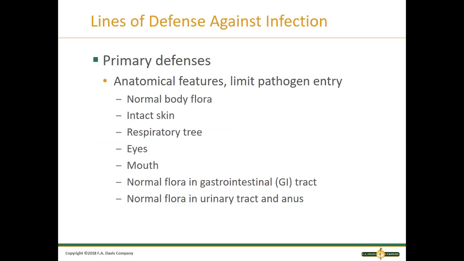What are some lines of defense against infection? The primary defenses, that is our anatomical features. They help limit the pathogen entry. Our normal body flora, intact skin, our respiratory tree, our eyes, our mouth, normal flora in the GI tract, and there's also normal flora in the urinary tract and the anus. All of these are our primary defenses as long as they're a healthy individual.